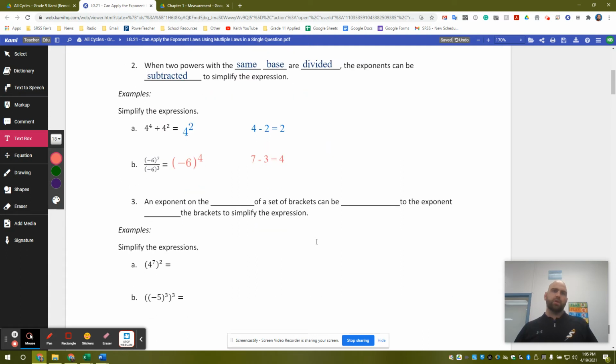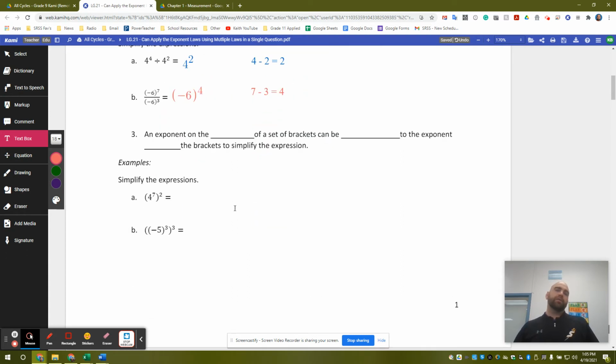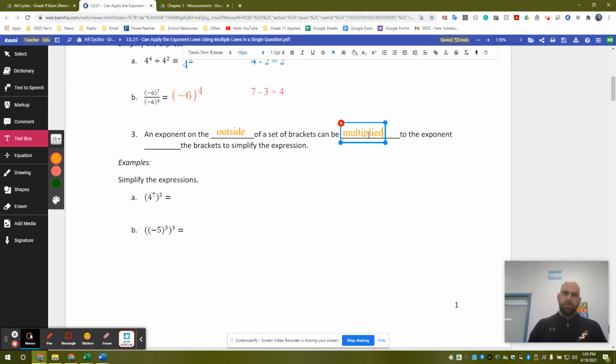So it's our second exponent law. The third one, let's get a different color here, is that an exponent on the outside of a set of brackets can be multiplied to the exponent inside the brackets, to simplify the expression.